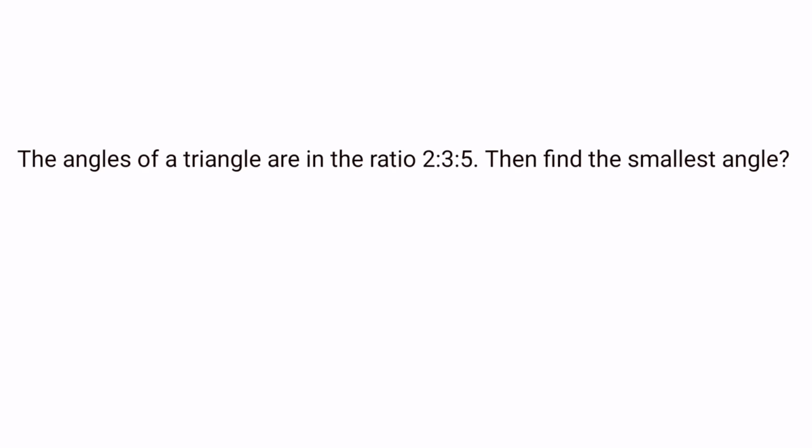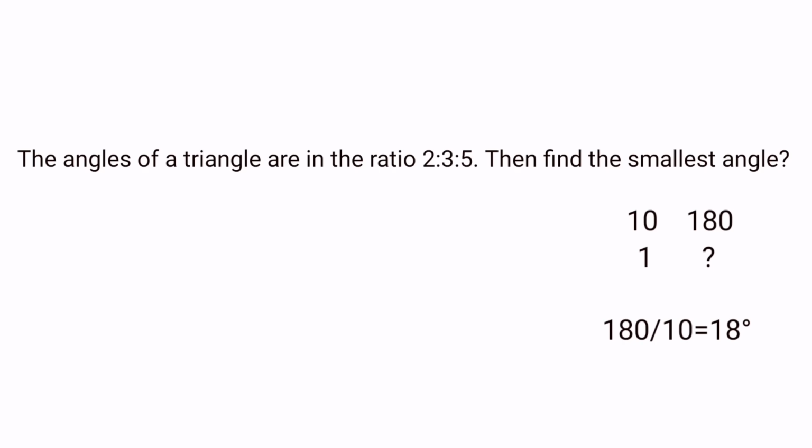2:3:5. That is, it is divided into how many parts? 2 plus 3, 5, 5 plus 5, 10 parts. That is, 10 parts is equal to 180 degree. So from this, one part will be equal to 180 by 10. That is equal to 18 degree. And now we are asked to find out the smallest angle.